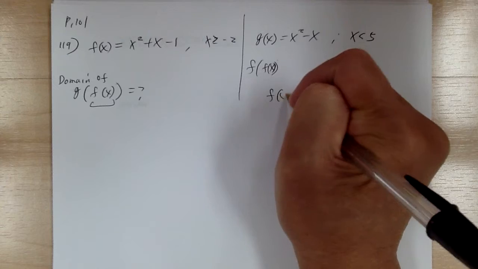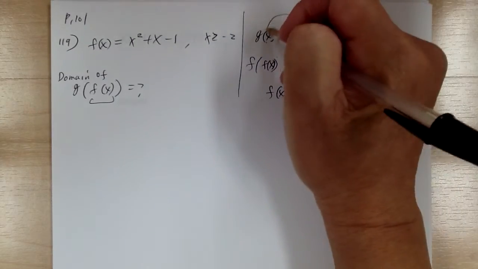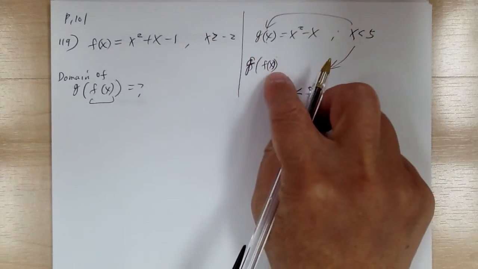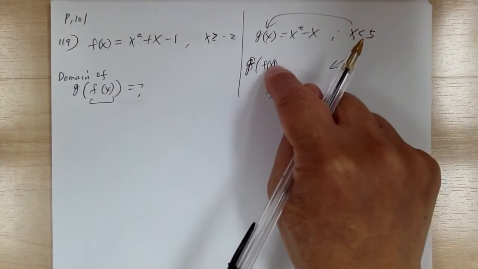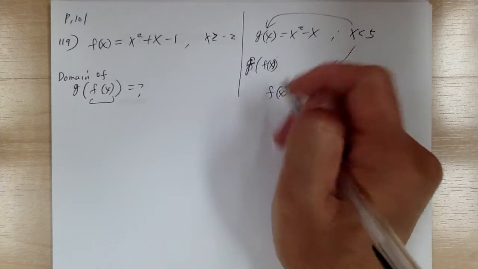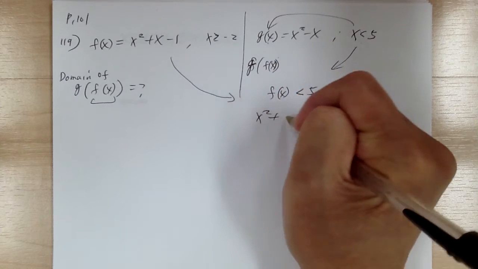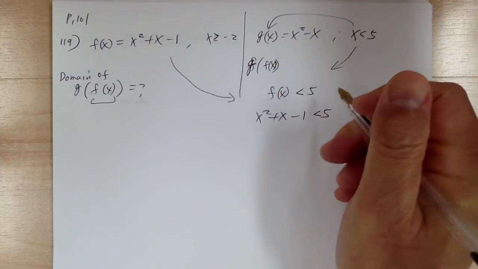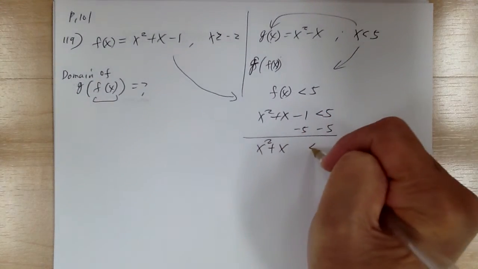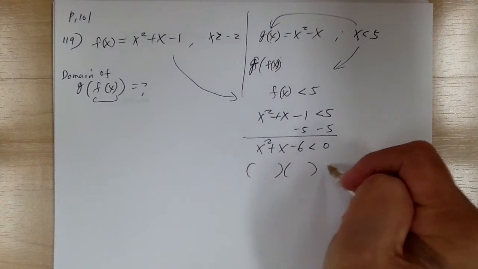So from here you can see that f of x has to be less than 5. Again, x over here is your input, so that's your restriction on input. And since we're looking for g of f of x, this also is the restriction on this. So that means f of x has to be less than 5. And from here we can substitute. So you got x squared plus x minus 1 is less than 5. So we're going to minus 5 on both sides. So we got x squared plus x minus 6 is less than 0. And you can do the factoring.